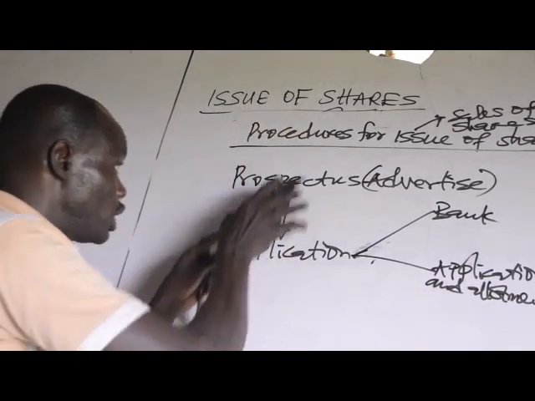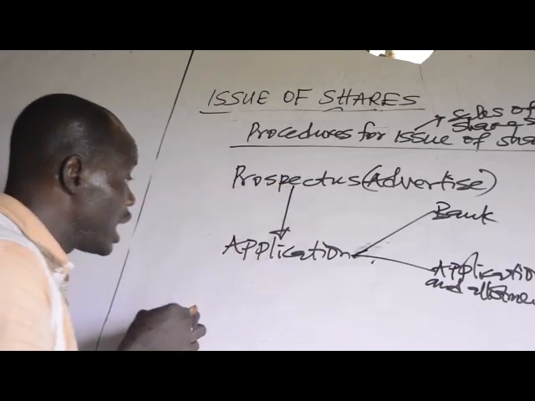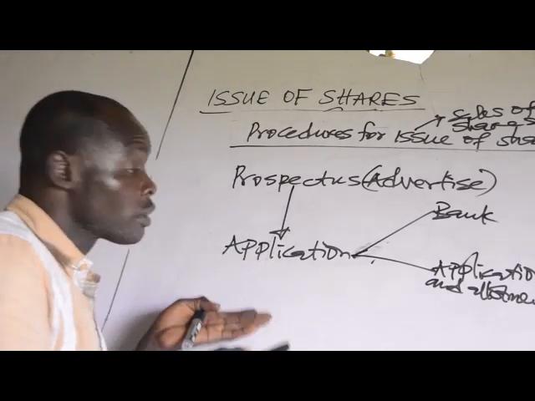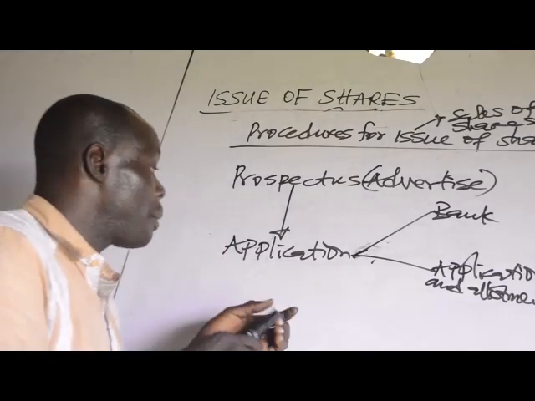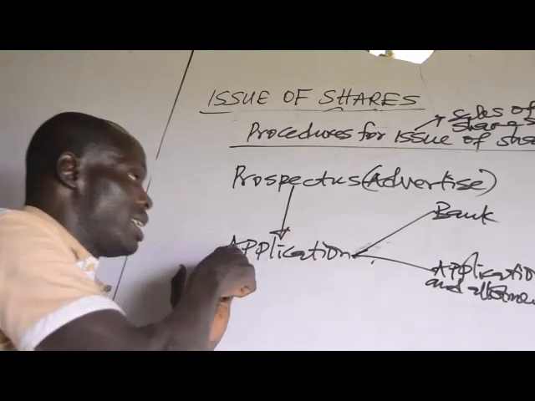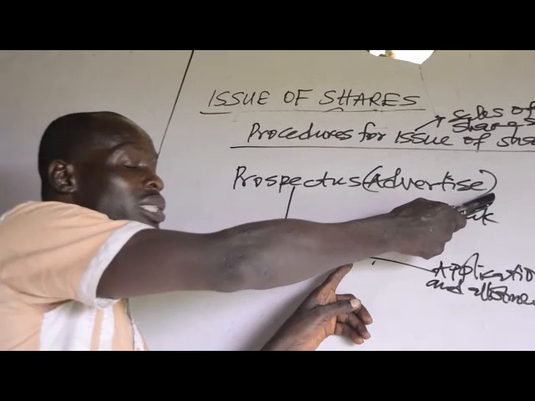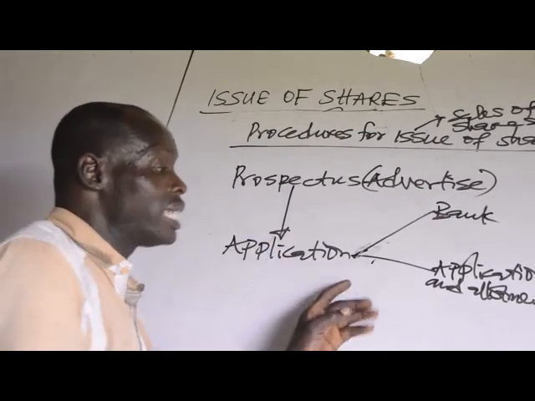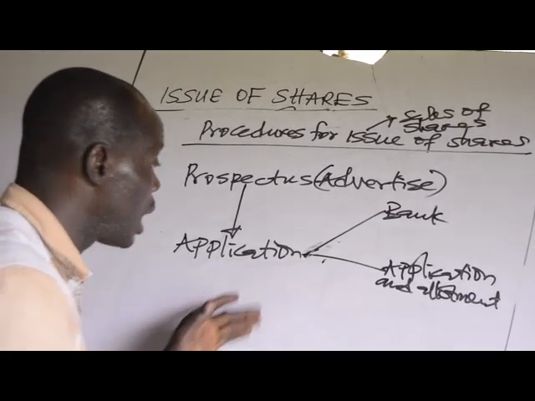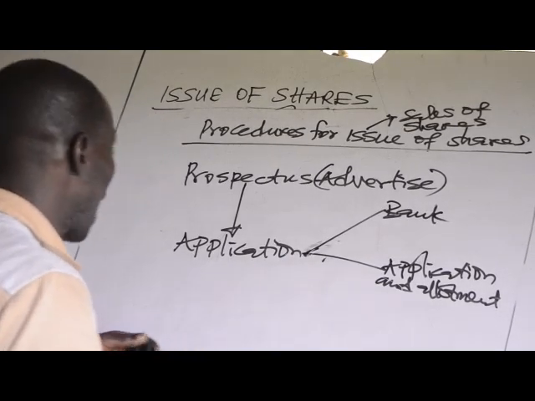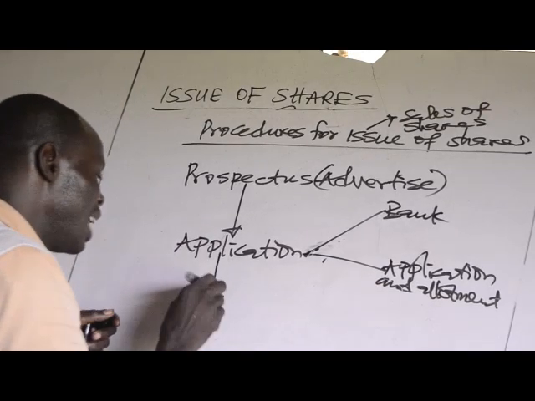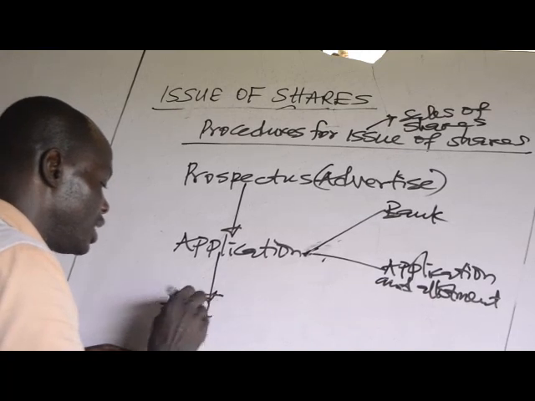When a company issues shares, the first thing is they advertise the shares. Number 2, they will be receiving applications from the applicants. So when the applicants are applying for shares, they will be paying money into the company through their bank account, so that the bank receives the money. So you debit the bank account, then you credit the applicant's account, and the applicant's account is what I called the application and allotment account.